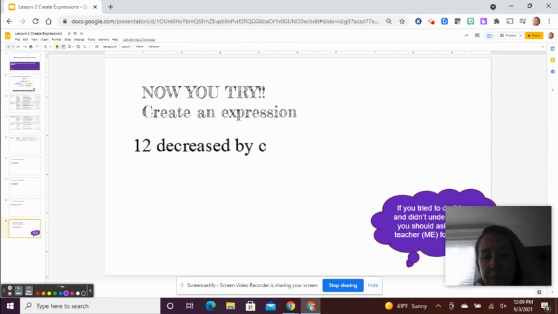So you try this one. 12 decreased by c. What do you think? 12 decreased by 5 would be like 7, right? So if you're ever having trouble, just plug in a number and see what would happen. So that should be your answer. If not, let me know.